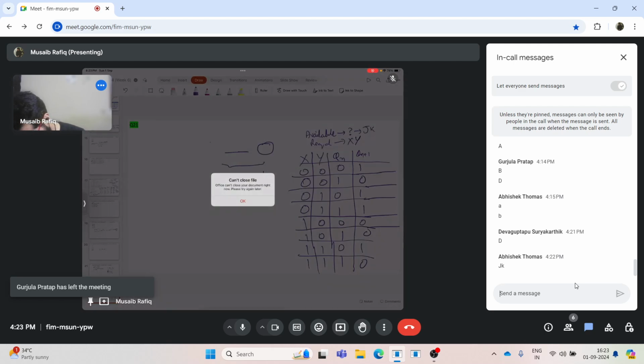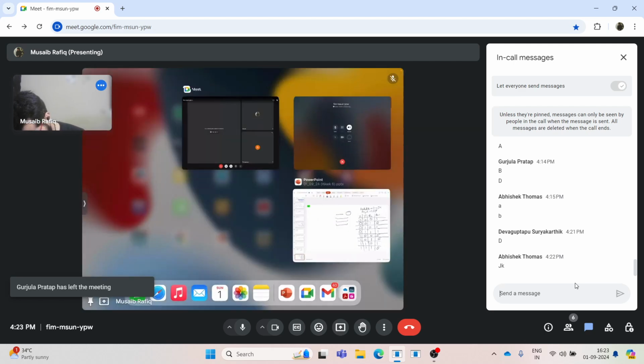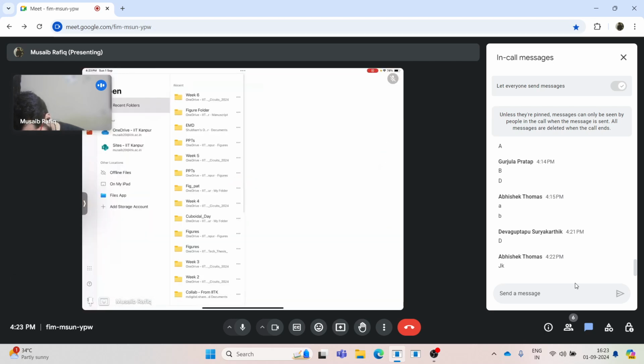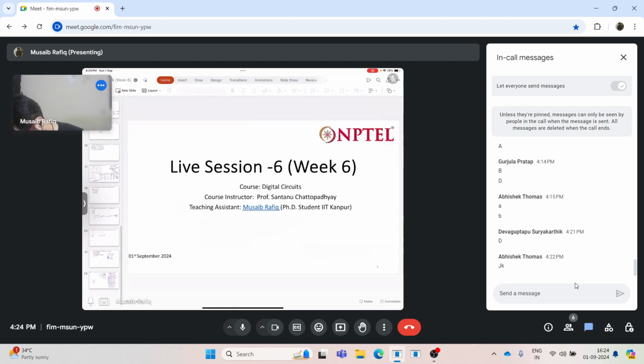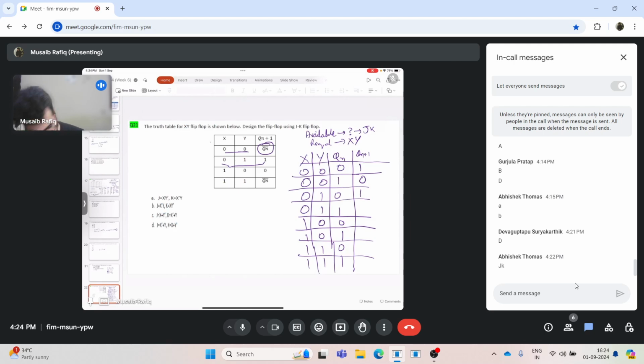So in this way, let me just write: 0 1 will be 1, 1 0 will be 0, 0 and 1 0. Now we drew the characteristic table for XY.